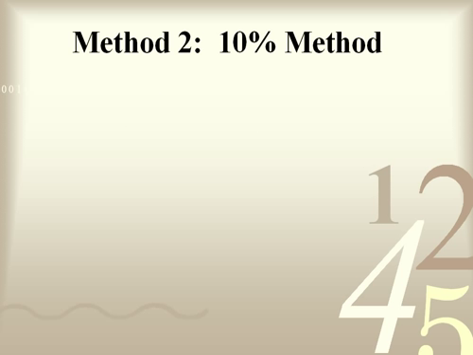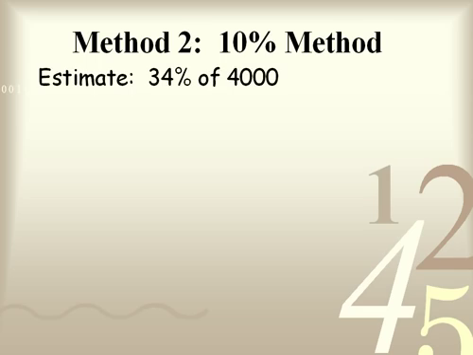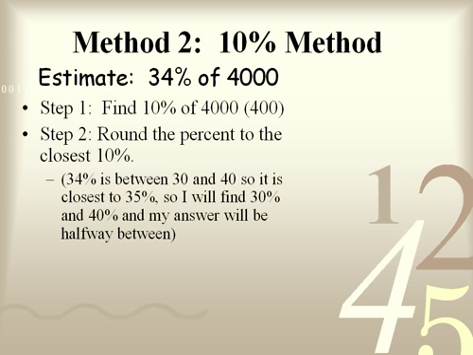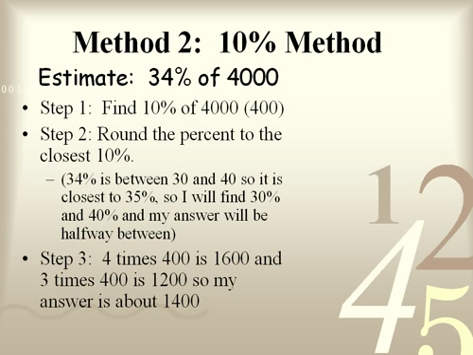Okay, another way to explain that, I kind of already started explaining the 10% method, but what you're doing is finding 10%, like I said, and then step 2 is figure out where 34% is. Where is it between? It's between 30 and 40. Okay, so it's close to 35, so I'm going to just find what is halfway between 30% and 40%. In this case, what's between 1,600 and 1,200, and that was 1,400.